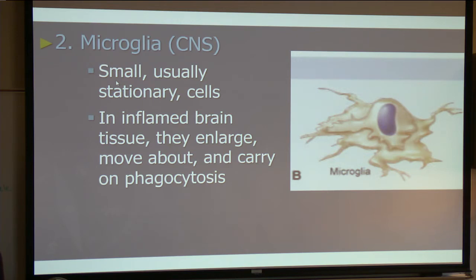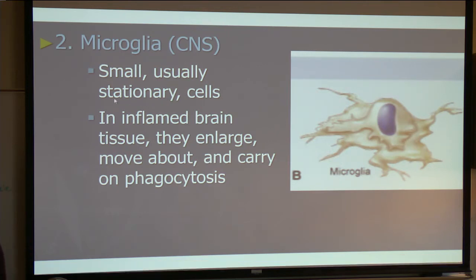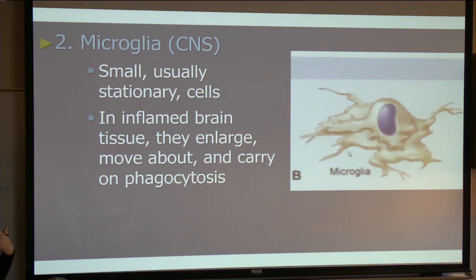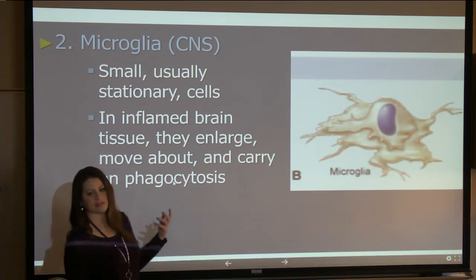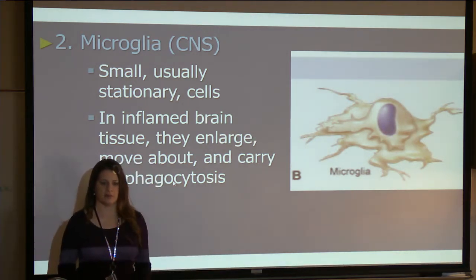Day to day, they're not very active. You can see up here, they're usually stationary, so they're really not doing too much. The only time they become active and actually do anything is if there is inflammation within the central nervous system. If there is inflammation, these microglia can grow in size and become active and start to break down components. And they undergo what's called phagocytosis, and phagocytosis is simply engulfing and destruction of molecules.